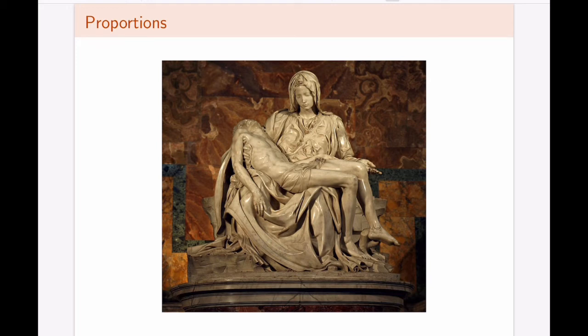What do we notice in this particular piece? If you think about this, these are supposed to be two human beings, she probably smaller than him, yet she's holding a fully grown man in her arms, and it looks reasonable.